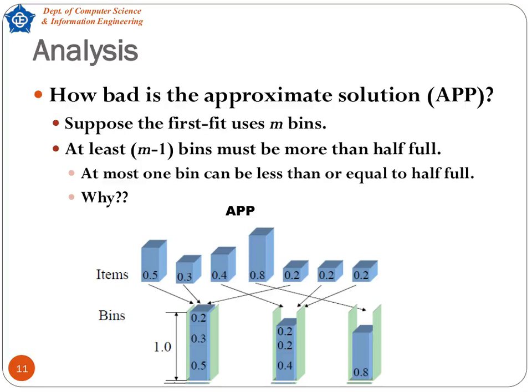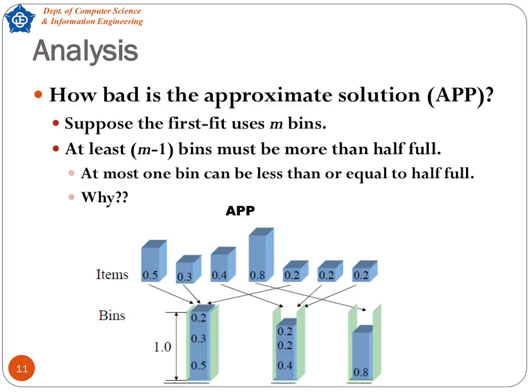Now, let's illustrate this with an example. Below, you'll see a visual demonstration labeled APP that walks us through the first fit process. We begin with our items, a mix of sizes including 0.5, 0.3, 0.4, 0.8, and 3 separate items of 0.2. Our goal is to pack these into bins, each with a consistent capacity of 1.0. So how does first fit pack them?